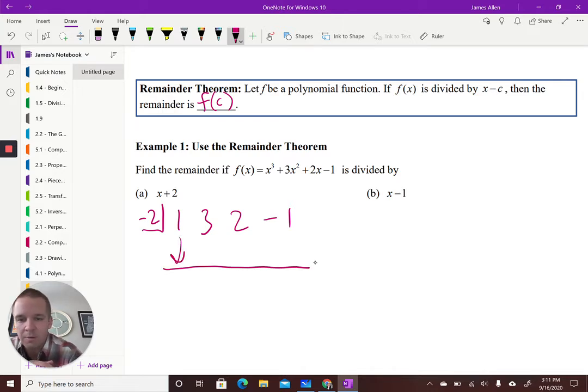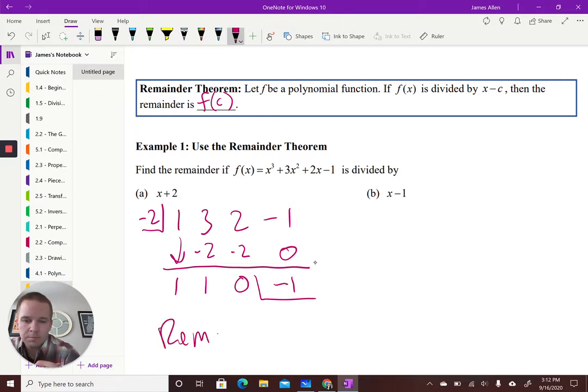I'm going to drop a 1. And then negative 2 times 1 is negative 2. Add down, I get 1. Negative 2 times 1 is negative 2. Add down, I get 0. And then if I multiply by negative 2, that'd be 0 again, right? And then add, I get negative 1. So my remainder is negative 1.